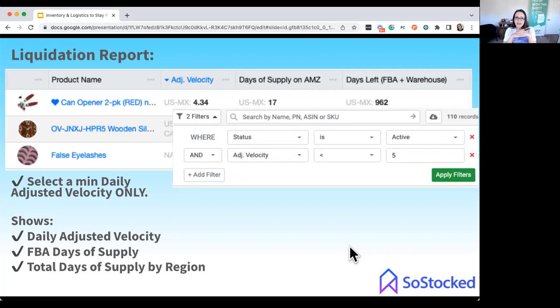I actually don't recommend simply pulling it from FBA unless you have a restock limits emergency. And restock limits are improving. So we've heard less and less of the problems with restock limits. But the liquidation report should potentially be used as a tool to essentially move these products as quickly as possible.